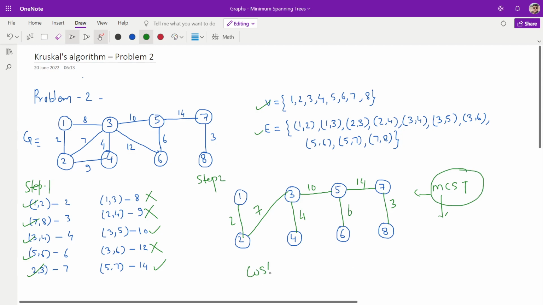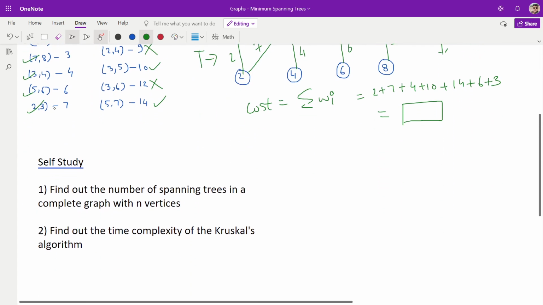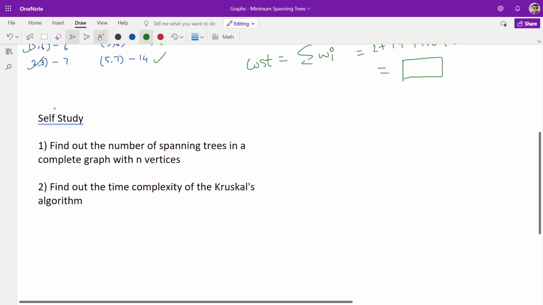And what would be the cost of this minimum spanning tree? It would be the summation of all the different weights. That means if I were to add these numbers, 2 plus 7 plus 4 plus 10 plus 14 plus 6 plus 3, whatever this number comes out to be will be the cost of our minimum cost spanning tree, and this subgraph T is the minimum cost spanning tree for the given graph G. I hope that with this short tutorial you have fully understood the idea behind Kruskal's algorithm. However, even if you have some questions, please put them in the comment section and I will be more than happy to answer.